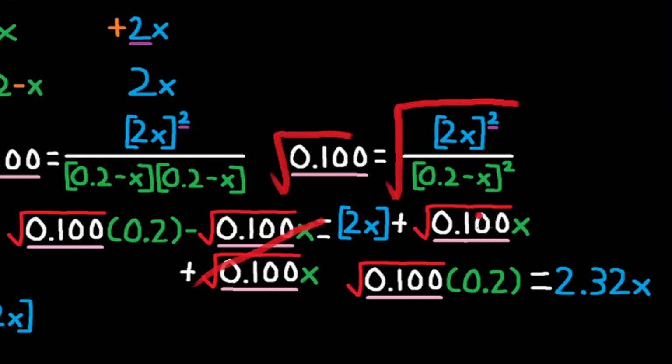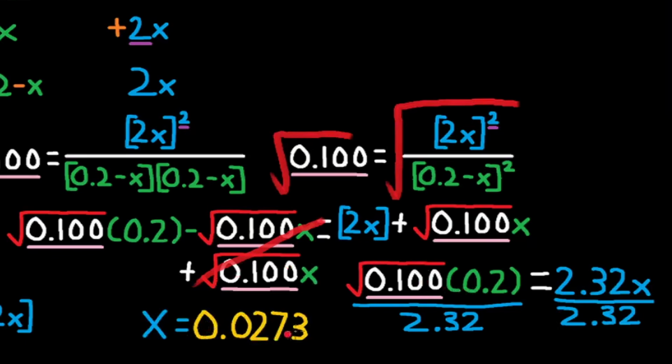You can combine coefficients as long as they have the same variable and it's to the same degree. To isolate x, we divide by 2.32. And then what we do to one side, we have to do to the other. So we divide square root of 0.100 multiplied by 0.2 by 2.32. Using your calculator and calculating this out, you should get an x value of 0.0273.